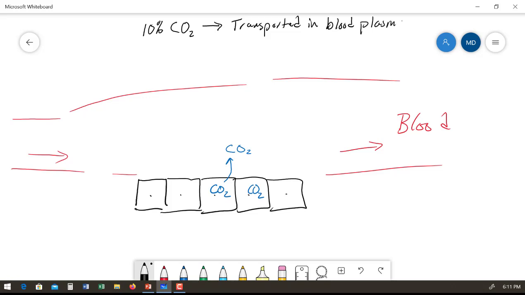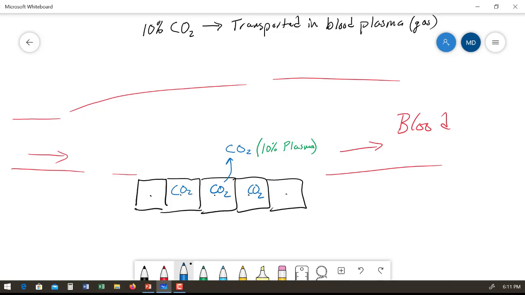And that means it's going to be transported as a gas. For instance, here, let's say this CO2 is about 10% of our total production of CO2 that is going to be in the plasma. So it's basically just in the fluid in the blood as a gas.